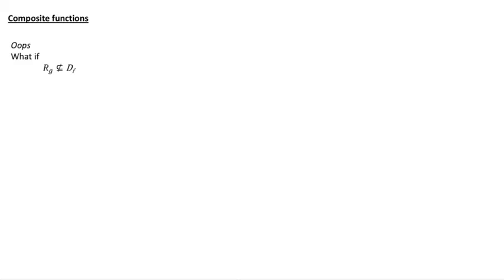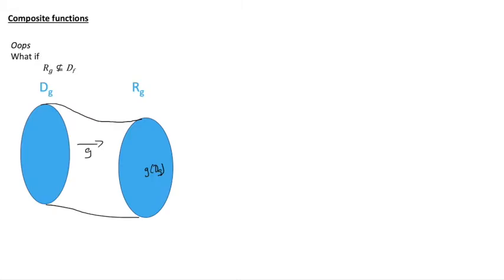What if the range of G does not lie in the domain of F? We'll again show this diagrammatically. We have the domain of G and the range of G. We have the function G mapping from the domain to the range, and therefore the blue set is G applied to the domain of G. That gives us the range.